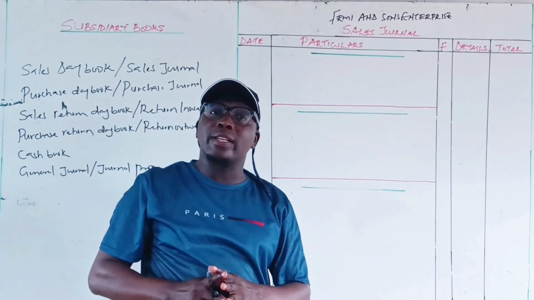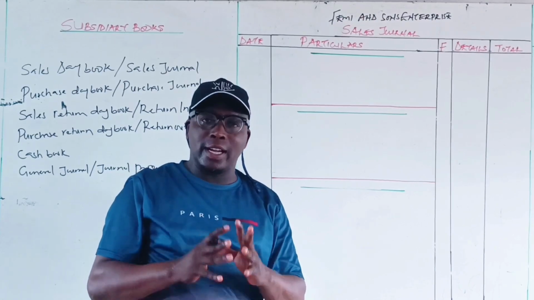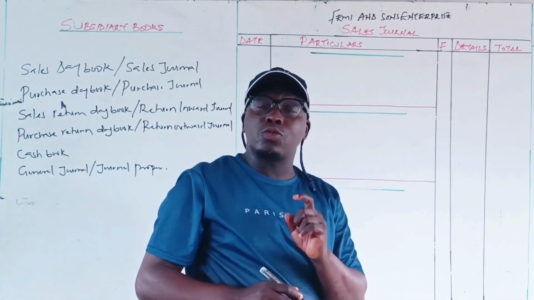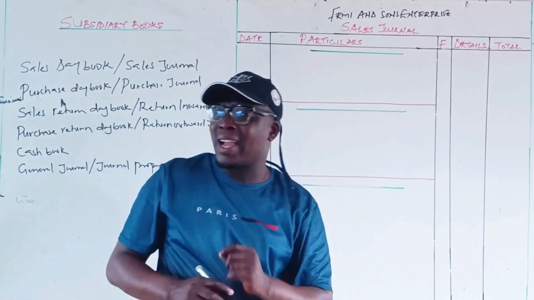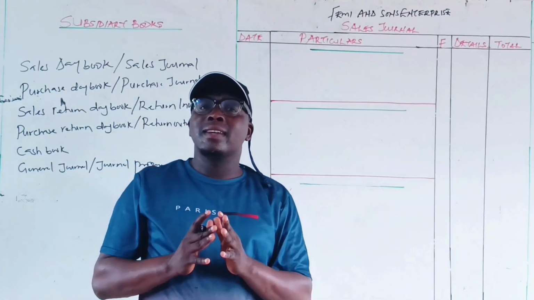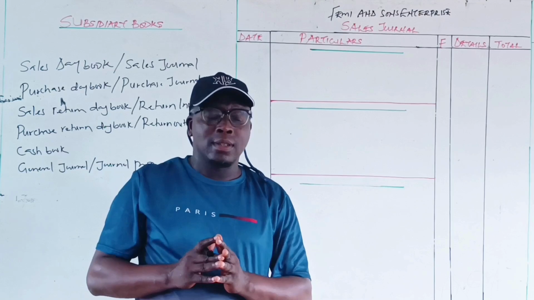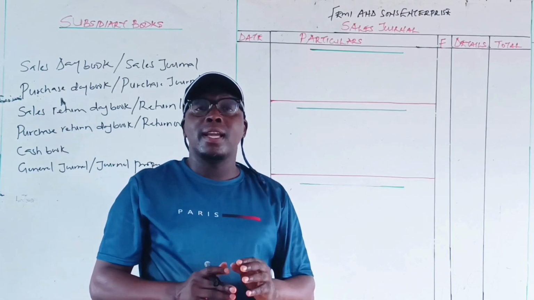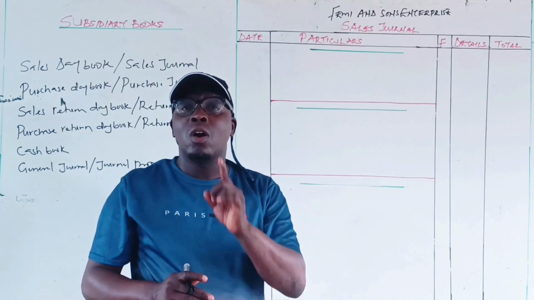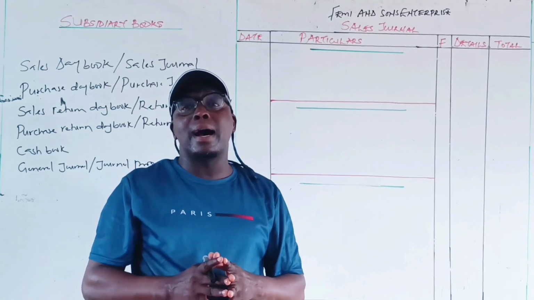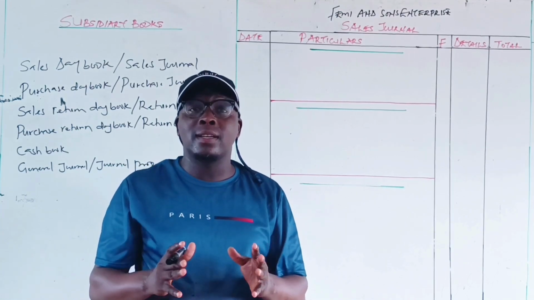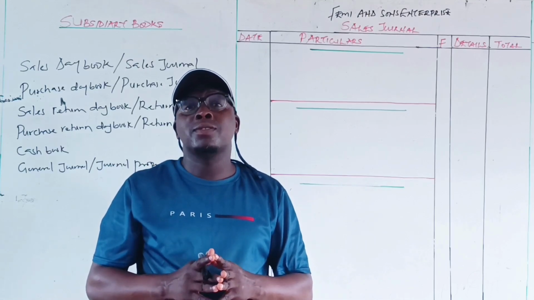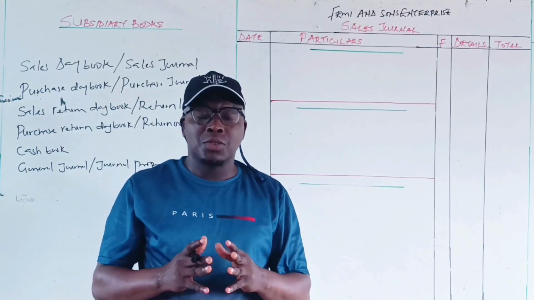So now let's go into our question in detail. August 1, sold to Roger Miller. Don't forget that I said in my introduction that the sales day book or the sales journal is usually used to record only goods that are sold on credit, excluding fixed assets that are sold or bought on credit.